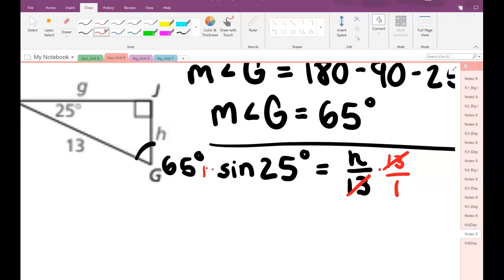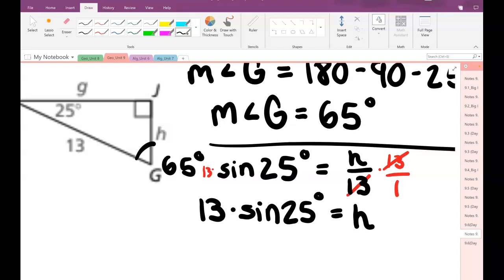Then we'd have to multiply this side by 13 too. So our value of H is going to be equal to 13 times the sine of 25 degrees. And it's a side length, so I know I'm not using my inverses. So 13 times sine of 25. Oops, syntax error, typed it in wrong. Sine 25. We get 5.5. We round it to the nearest tenth. So H is about 5.5. It doesn't give us units, so we don't have to do that part.